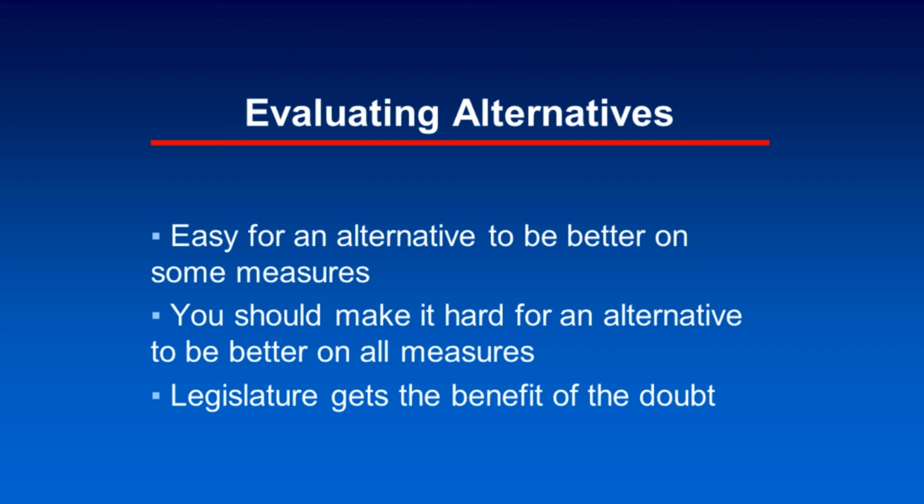If your plan is challenged in court, it is normal for a plaintiff to draw a plan that is better than yours on some measures. It's harder for a plaintiff to draw a plan that is better than an enacted plan on all measures. Be sure that your plan has at least some features on which it measures better than all the alternatives. Be comforted by the fact that usually a court will give the legislature the benefit of the doubt.